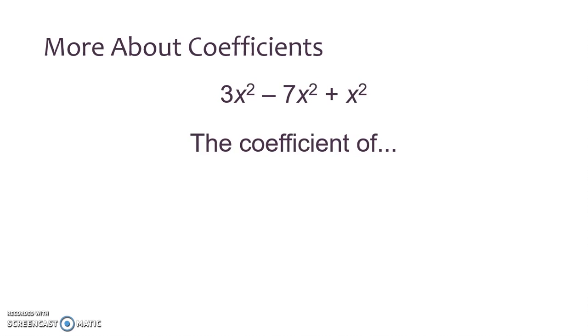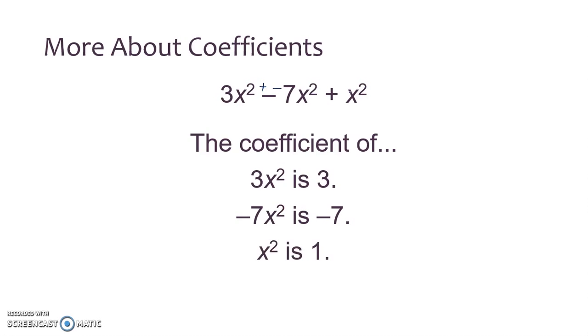So we have 3x squared minus 7x squared plus x squared. So in 3x squared, our coefficient is the 3. In negative 7x squared, it's negative 7. And remember, it's like saying plus a negative when we see a minus sign. So negative 7x squared has a coefficient of negative 7. And then whenever we just have a variable with no coefficient out in front, there is an implied 1 there. So we have just one of those x squared. So in our x squared, the coefficient is 1.